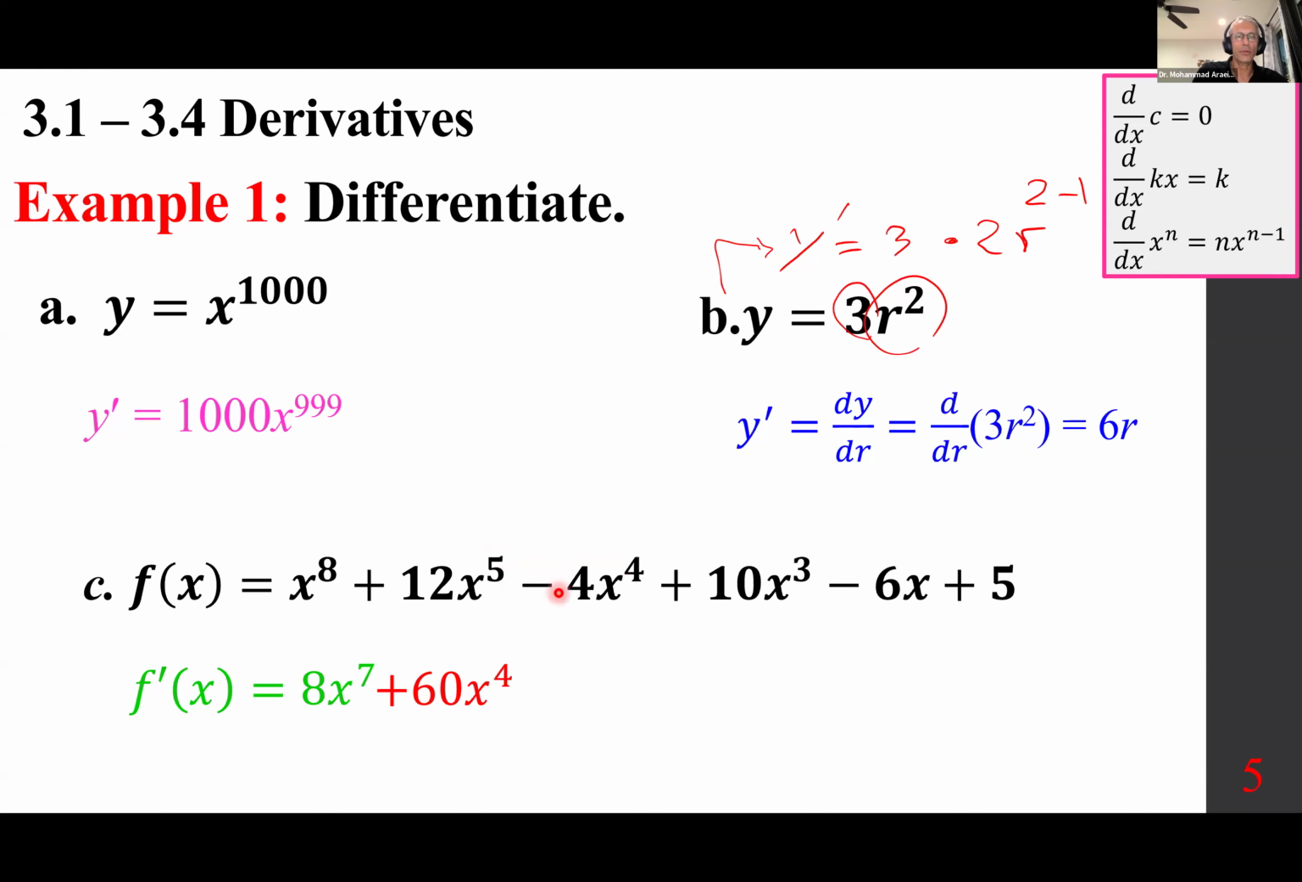Negative 4 and 4, their product is negative 16x cubed. So the two get multiplied and the 4 goes down by 1. 10 times 3, 30x squared. Minus 6x is minus 6, and the derivative of any number is 0. And we are done. That is the final answer.